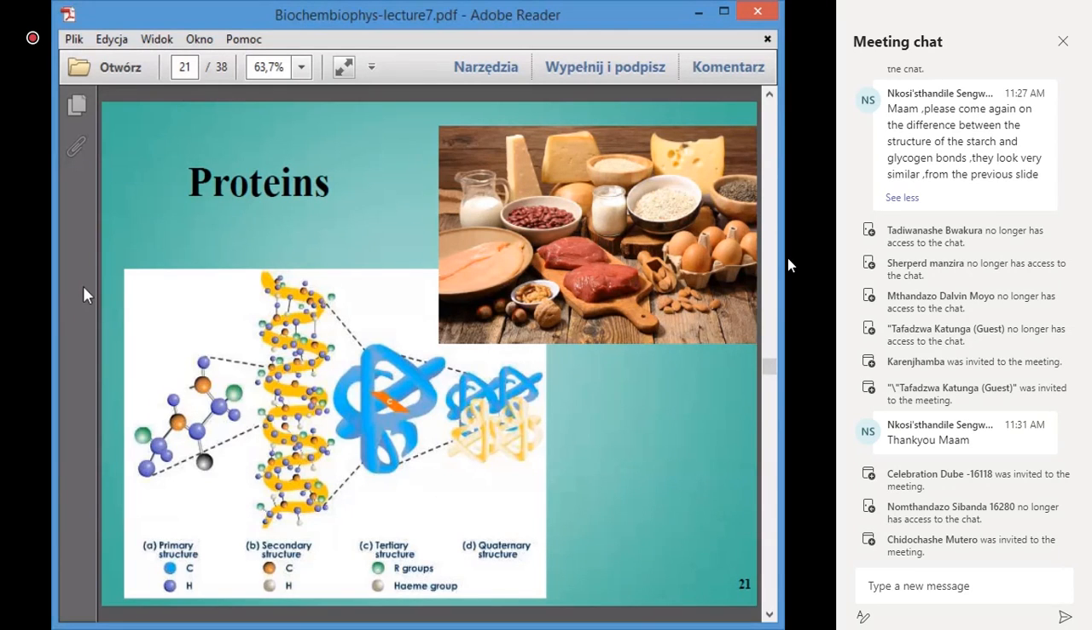So we have primary structure, which then builds a more complex structure called secondary structure. Then we can find tertiary and quaternary structure. So each next structure is more complicated.